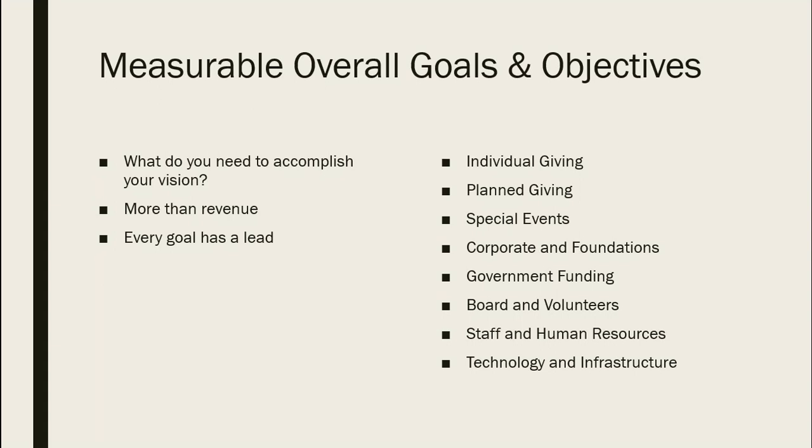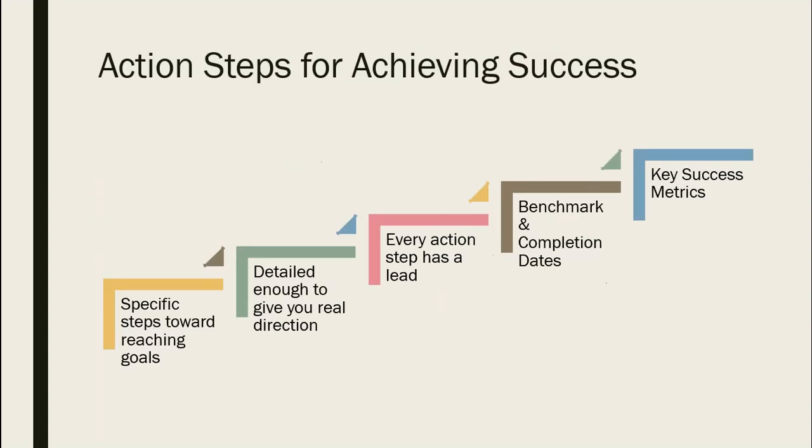So once we've identified our goal areas, and you'll see in the template that I gave you, these are the goal areas that I've included there. I actually don't think I have government funding in that template, but of course you can always add it. But once we've identified our goal areas and our broad objectives within those goal areas, again, whether it's revenue related or non-revenue related, now we need to come up with the action steps for achieving this.